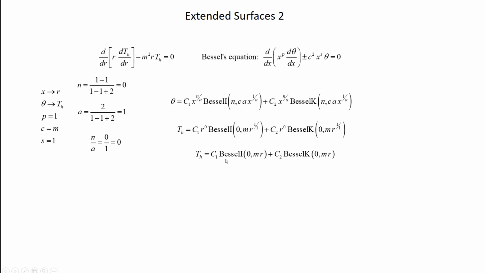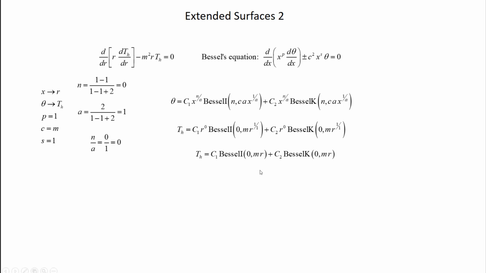So Bessel I is the modified Bessel function of the first kind, and Bessel K is the modified Bessel function of the second kind, right? And then you'll see there's actually two arguments. The first argument is what's called the order of the Bessel function. So this is the 0th order modified Bessel function of the first kind. And then this is just the argument at which it's being evaluated. This is the 0th order modified Bessel function of the second kind. And again, this is just the argument at which it's being evaluated.